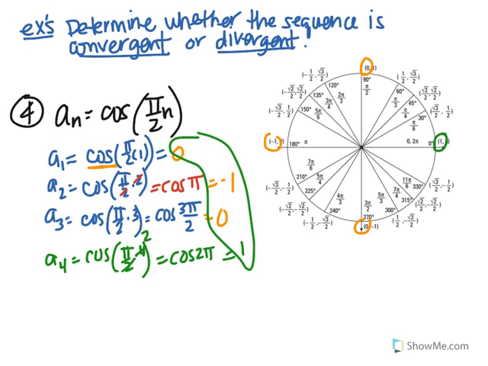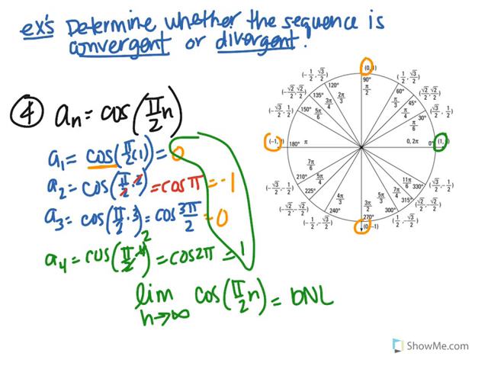They're oscillating. So because of this, the limit as n approaches infinity of the cosine of pi over 2 times n does not exist. So what I can say is, therefore, the sequence is divergent, or diverges.